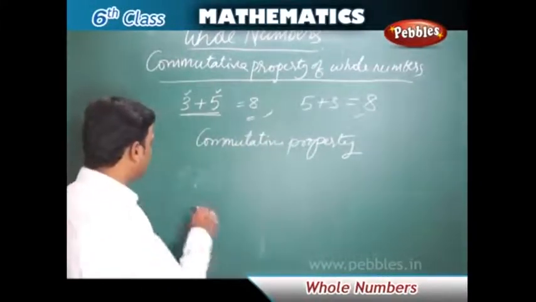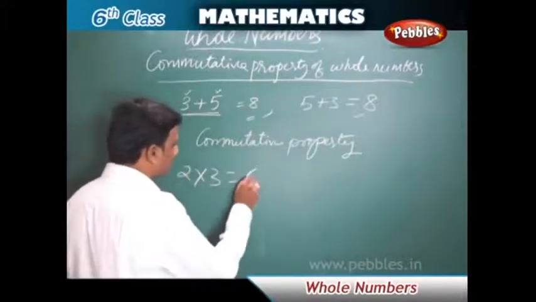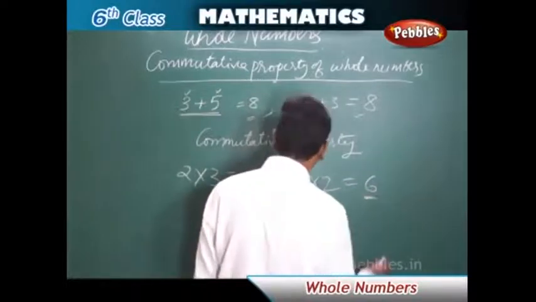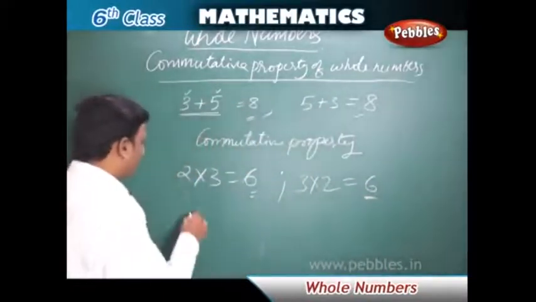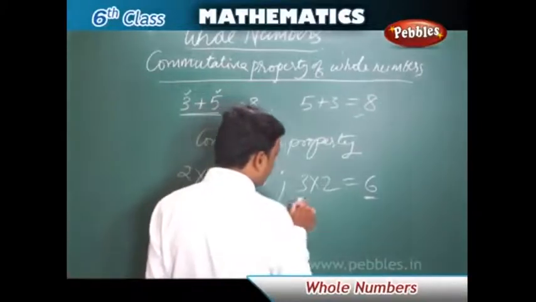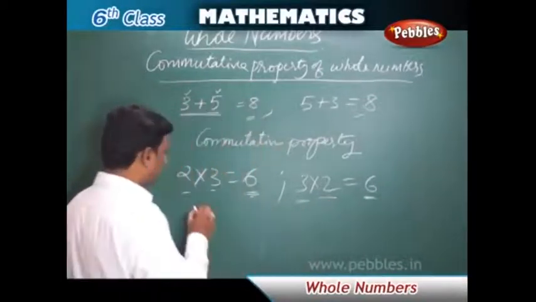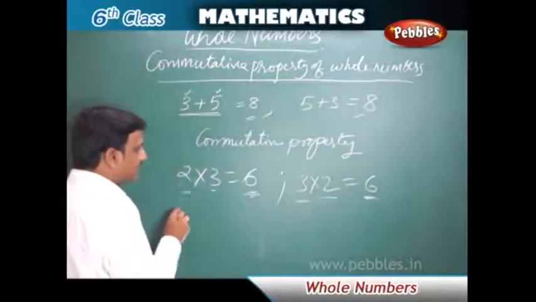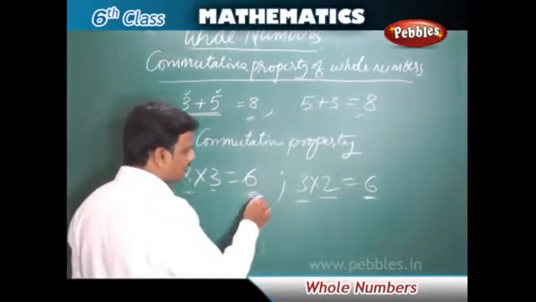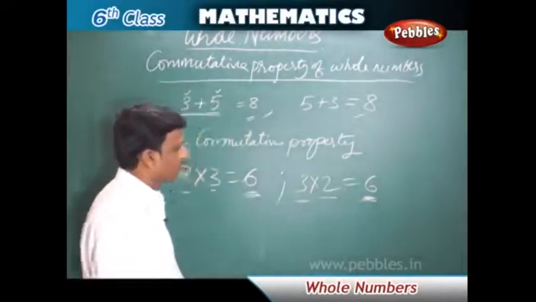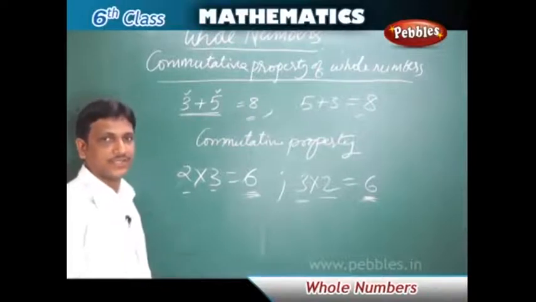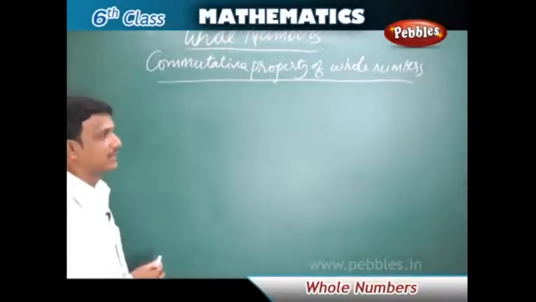Now let us see multiplication. 2 into 3 equal to 6. 3 into 2 equal to 6. Here we have 2 whole numbers multiplied. We got a result here, the product, and here the same numbers, but the order of the pair is changed. Even though the order of the pair is changed, the result is the same. So the whole numbers are commutative in case of multiplication also. Commutative property of whole numbers.